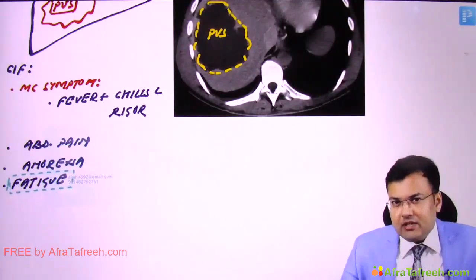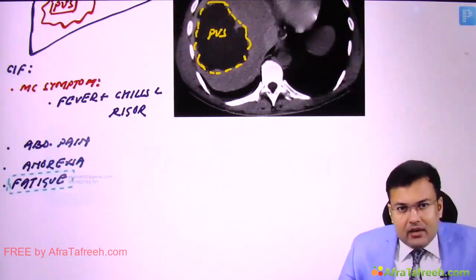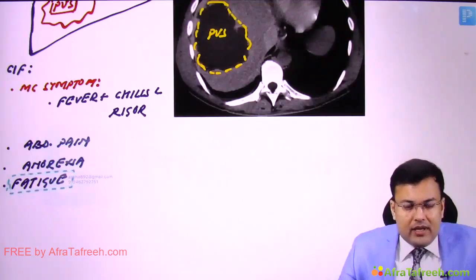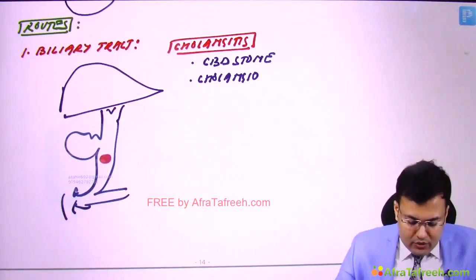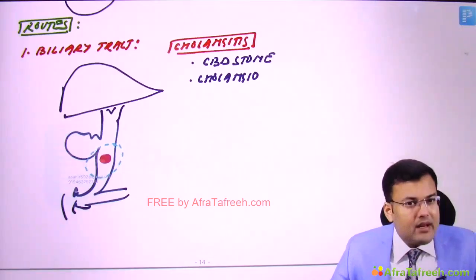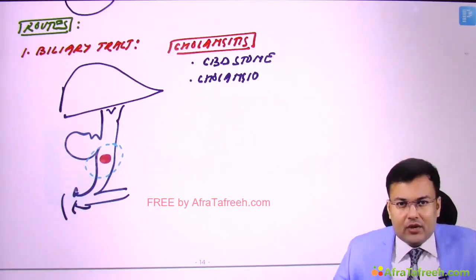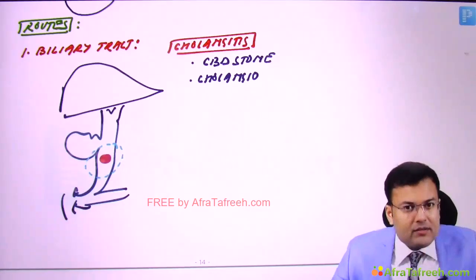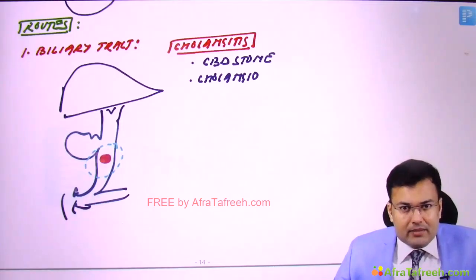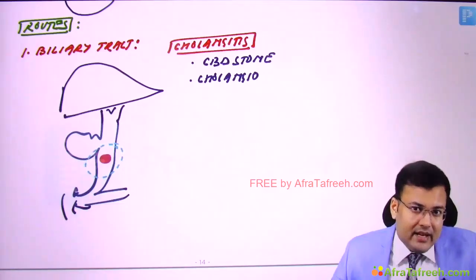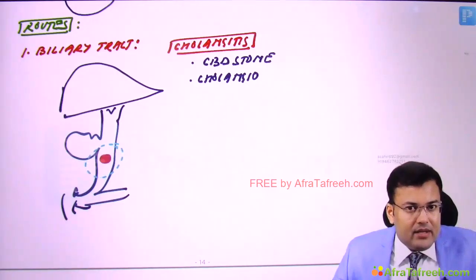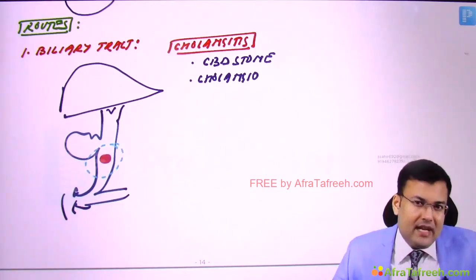In PGI Chandigarh, this question was asked: in which type of liver abscess is jaundice more common? Is it common in amoebic liver abscess or pyogenic liver abscess? If you see this diagram, we discussed that the most common route for pyogenic liver abscess is the biliary tract, and the most common cause is cholangitis. What is the most common cause of cholangitis? Yes, it is choledocholithiasis or CBD stone. Because of this CBD stone there is obstruction, and that can lead to jaundice. That's why in 20 to 25% of patients of pyogenic liver abscess, you will find jaundice.